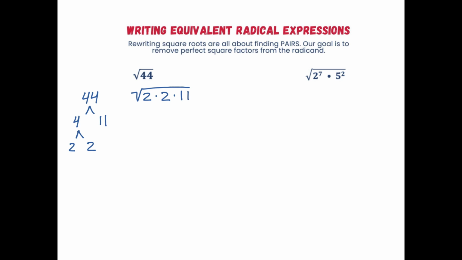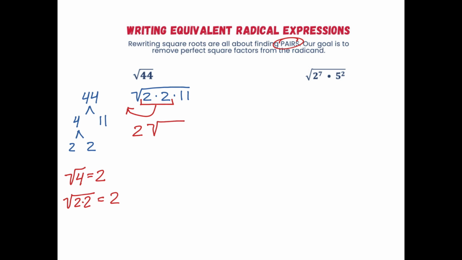Well, when I do that, I see I have a perfect square pair. 2 times 2, that would equal 4. So because I found my pair, I can move that number outside of the radical. So it is 2, because the square root of 4 equals 2. That's the same as saying the square root of 2 times 2 equals 2. So when we take the square root, we move it outside.